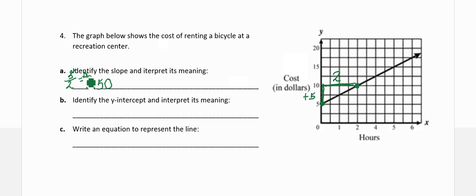So for this situation, it's cost per hour, right? So my 5, we could actually rewrite this. My rise is, it's increasing by $5 every 2 hours. So $5 every 2 hours. So if it's $5 for every 2 hours, it's actually $2.50 for 1 hour. So it's $2.50 per hour.